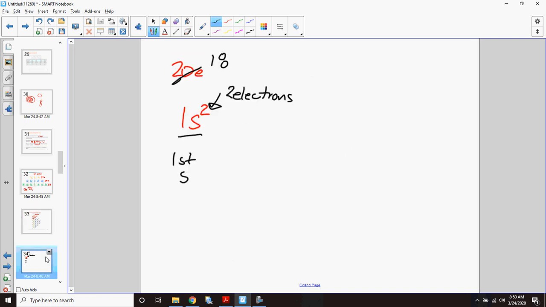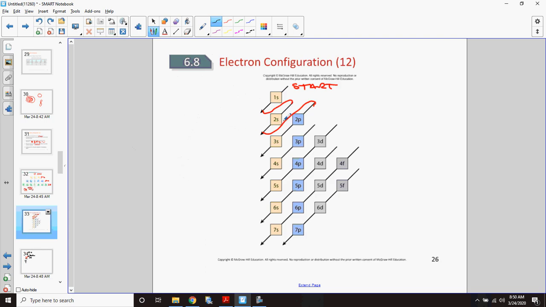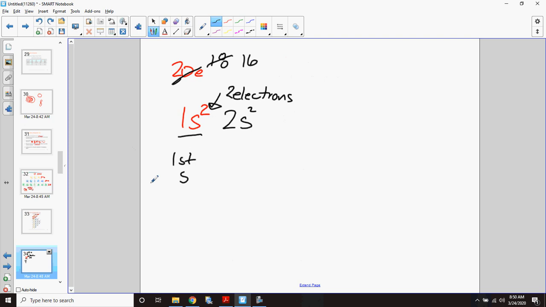So I'm going to write 2s. And then again, how many electrons can go into an s orbital? I'm going to put 2. So I had 18, I used up another 2, I have 16 left. What's the next orbital available? The next orbital available after the 2s is the 2p. And in a p orbital, I can put 6 electrons. So the 2p is next, and I can put 6 electrons in it. So I have 16, I used up 6, I have 10 left.